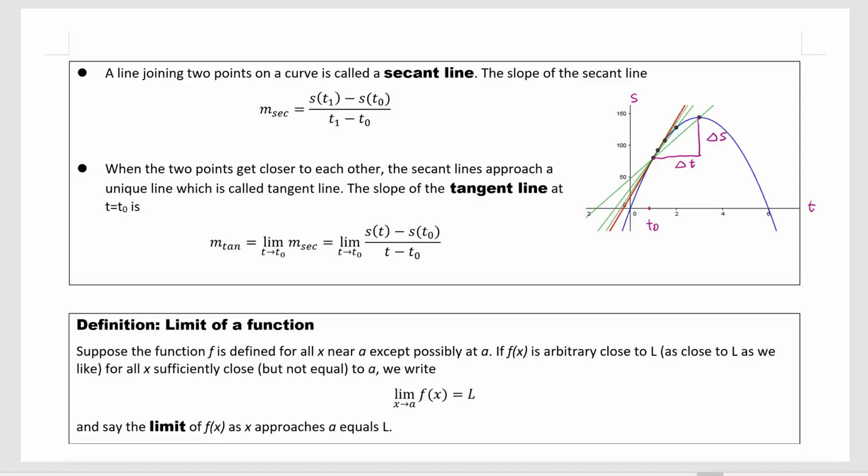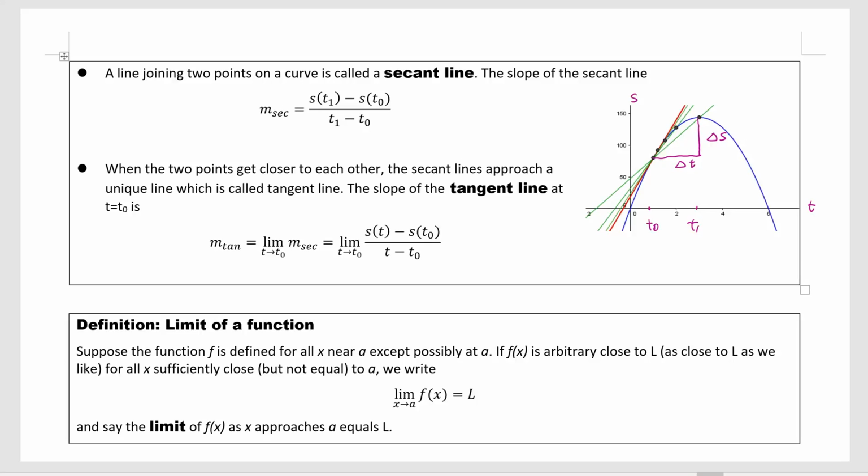So this is t0 and this is t1. This is s of t1 minus s of t0 over t1 minus t0. So this is the slope of the secant line, right? We need 2 points for the secant line. We need 2 points on the graph.